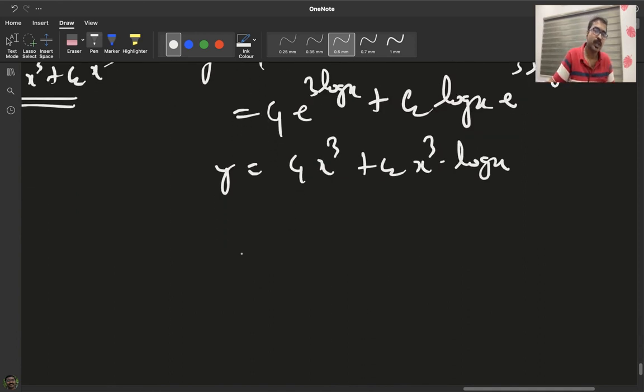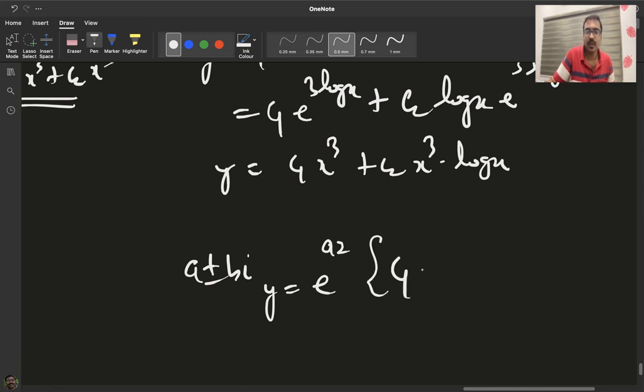Similarly, you can also consider the case when the roots are a plus or minus bi. That also, y would be e raised to az into c1 cos bz plus c2 sin bz. So in there you can give the value of z.